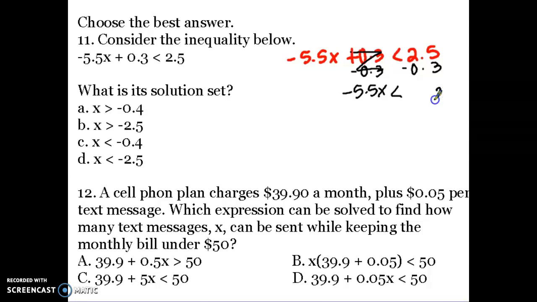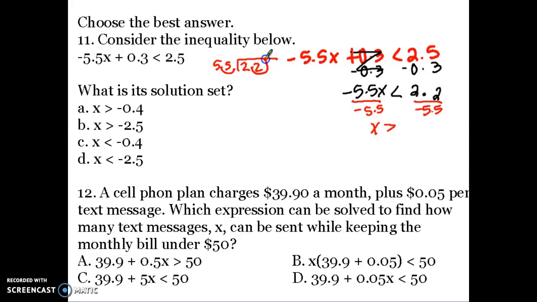5 minus 3 is 2. 2 minus 0 is 2. Negative 5 5/10 x is less than 2 2/10. I'm going to divide by negative 5 5/10 on both sides. When you divide by a negative number on both sides of the inequality, you have to change your inequality sign. You flip it around. So x is greater than, the bottom number goes outside the house.